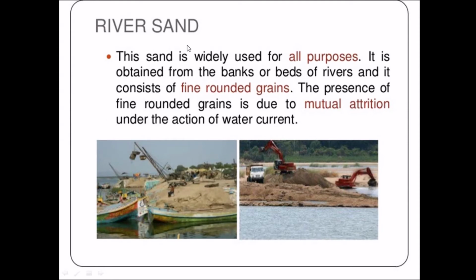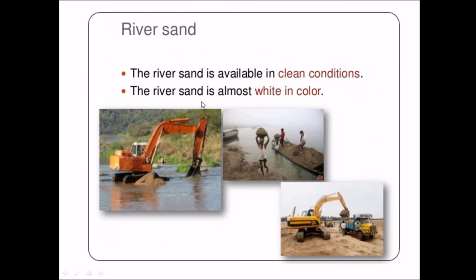River sand: this sand is widely used for all purposes. It is obtained from the banks or beds of rivers and it consists of fine rounded grains. The presence of fine rounded grains is due to mutual attrition under the action of water current. River sand is available in clean condition. The river sand is almost white in color.